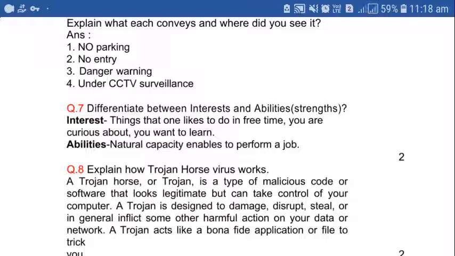And interest means whatever work you want to do, you like to do, you become happy doing these types of work. So this is called your interest. So interest and ability both are different. Interest is only the hope, and ability means whatever your strength of doing your work and fulfilling your hopes.